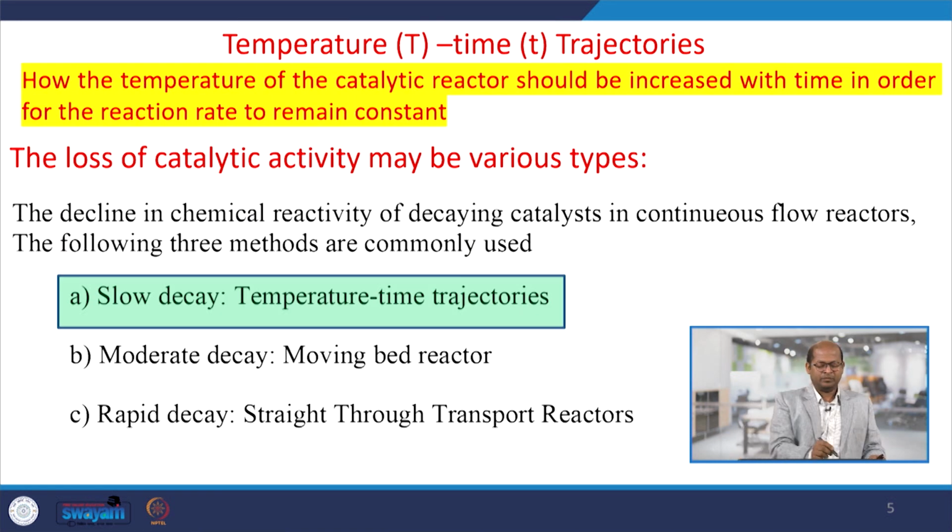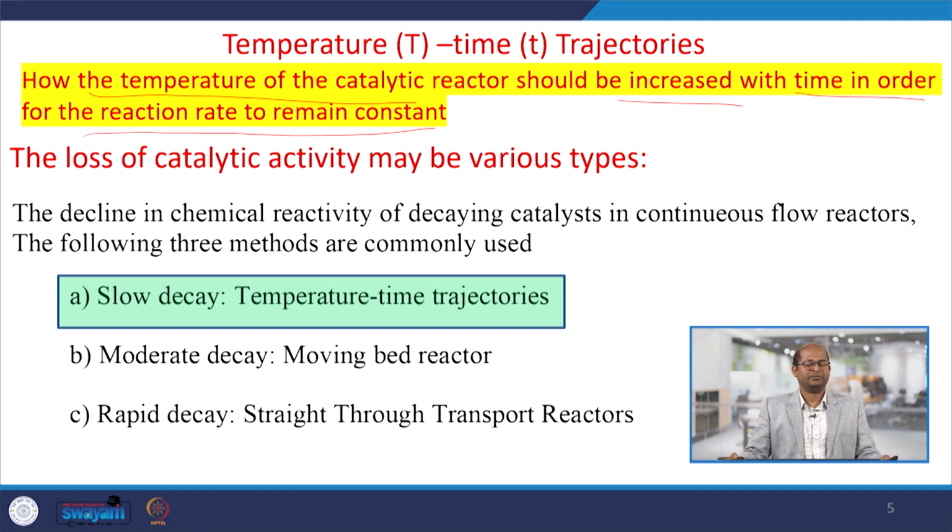So, how should the temperature of the catalyst reactor be increased with time in order for the reaction rate to remain constant? If we want a constant reaction rate and constant conversions throughout the time, then for that particular system we have to increase the temperature with time. At what times and at what rate should we increase the temperature for that system so that we get the same reaction rate throughout? Then we will get the same conversions.